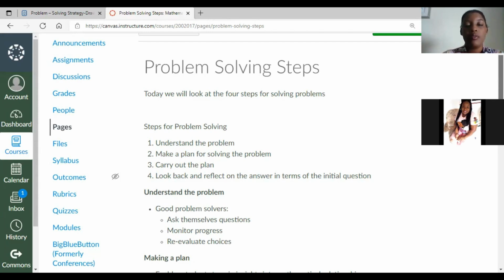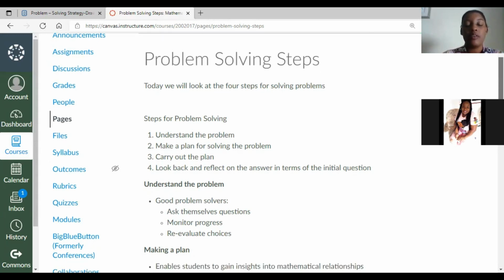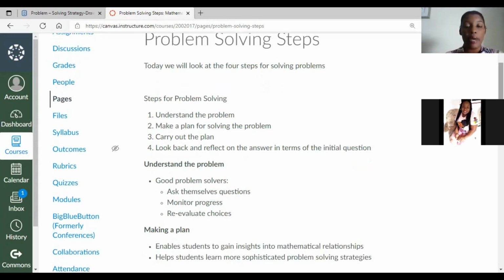As a good problem solver, you will ask yourself some probing questions, like what I was doing earlier in my sessions. Why is it important to solve the problem or understand the problem? Why do you think it is important to make a plan? How do you think it will affect you if you don't carry out the plan according to what you made before? So those are probing questions to make sure that you're picking your brain to bring out the information that's needed to solve the problem.